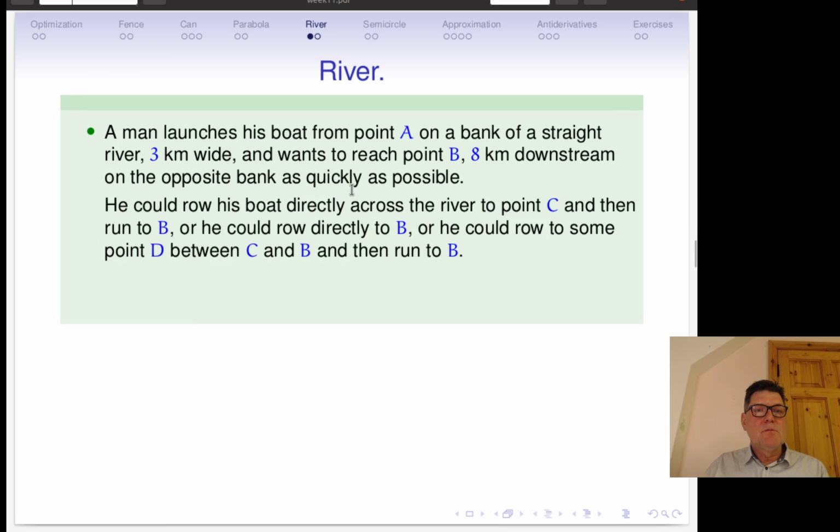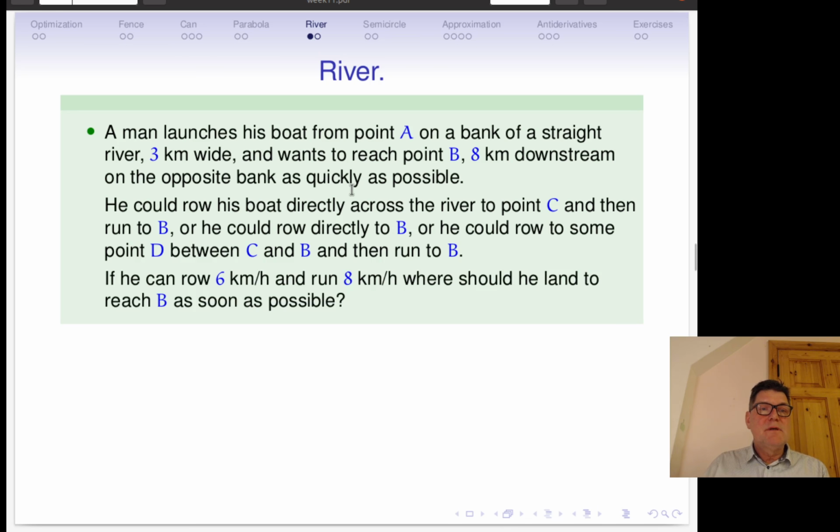Here are two modes of travel. He could row his boat directly across the river to a point C and then run down to B, or he could row directly to B, or he could row to some point between B and C and then run to B. If he can row 6 kilometers per hour and run 8 kilometers per hour, where should he land to reach B as soon as possible?